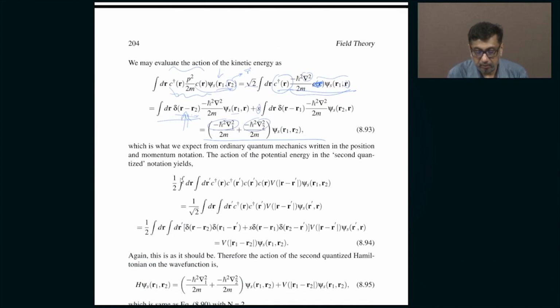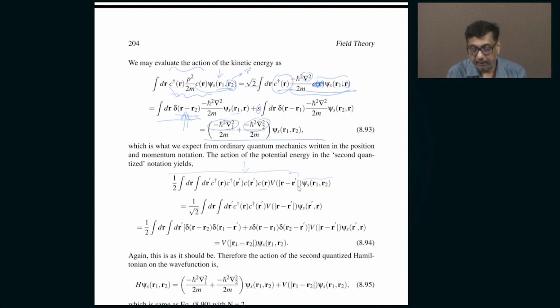So, let me start with this. This is how I claimed you are supposed to write the part which involves interaction between particles. If that is a valid claim, I should be able to show that this part of the Hamiltonian acting on a wave function containing two particles produces what I expect, namely this. So, how do I prove that?